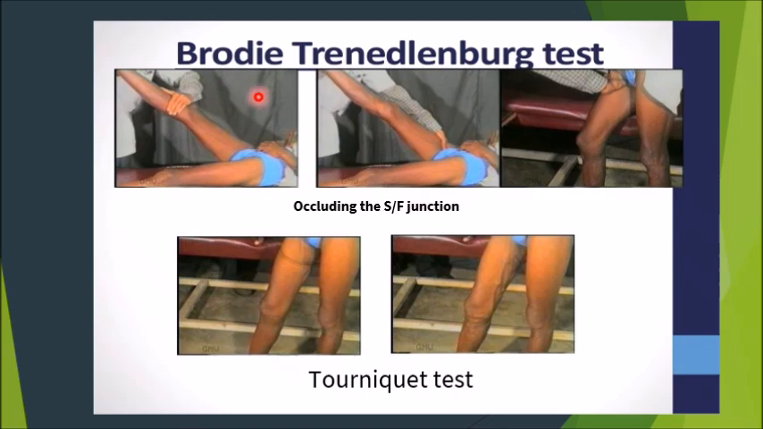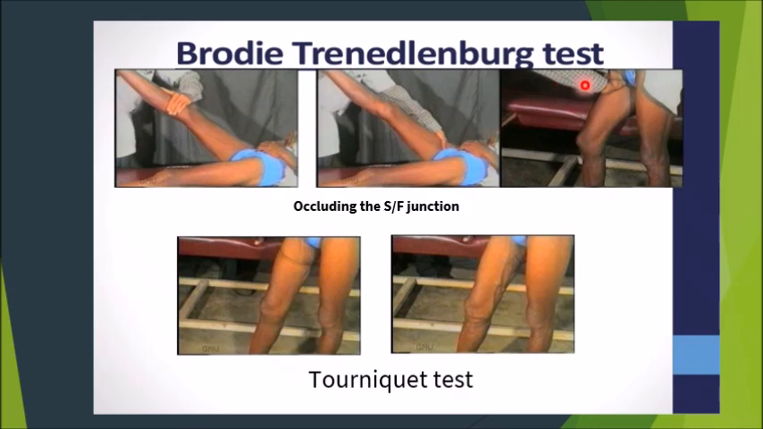Okay. These are the pictures to demonstrate the Trendelenburg and the tourniquet test. The Brodie-Trendelenburg test: patient lying flat, legs elevated, all the veins are empty of their contents here. Okay, so no more engorged veins. Then you occlude the patient's groin, the SF junction, saphenofemoral junction, which is medial to the femoral arterial pulse, medial and 2 centimeters below. Okay, here.